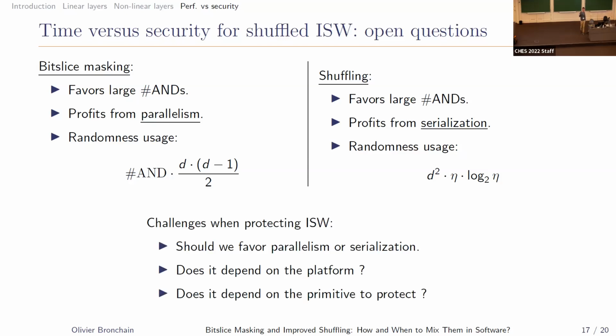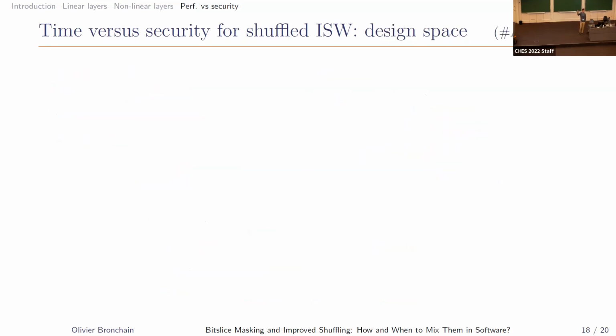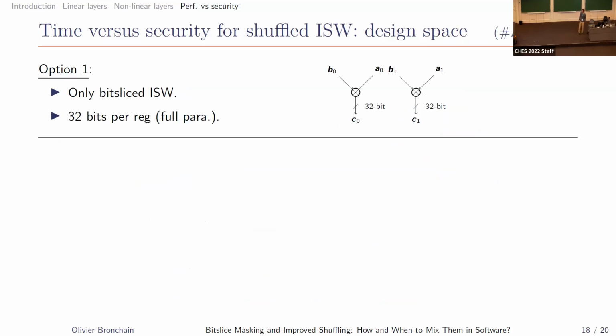Okay, so the challenge when you want to mix them together is: do you favor serialization? Do you favor parallelism? Do you spend your randomness on shuffling or on masking? Does it depend on the noise level, the primitive to protect, and so on? So that's what we study in the paper, essentially. So here I say there are different options. I will just give 3 different options. We explore a bit more in the paper, of course.